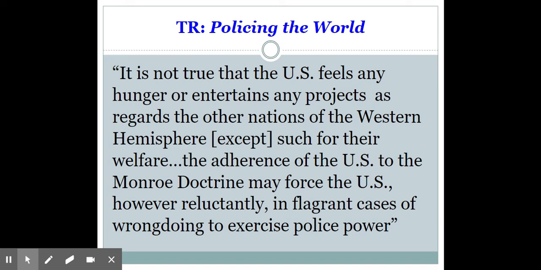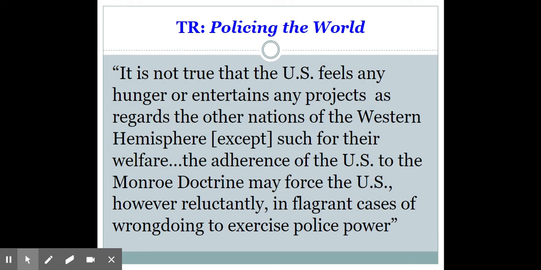...except such for their welfare. The adherence of the U.S. to the Monroe Doctrine may force the U.S., however reluctantly, in flagrant cases of wrongdoing, to exercise police power. And we will see over the next 40 years, presidents keep coming back to that idea.